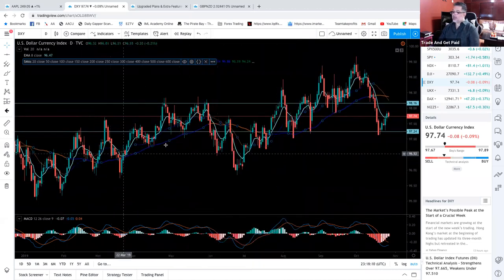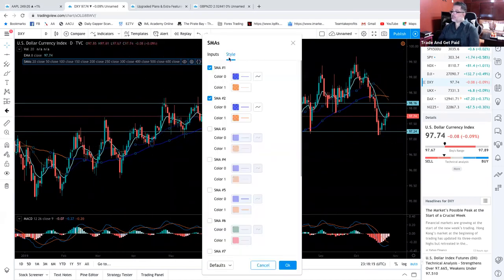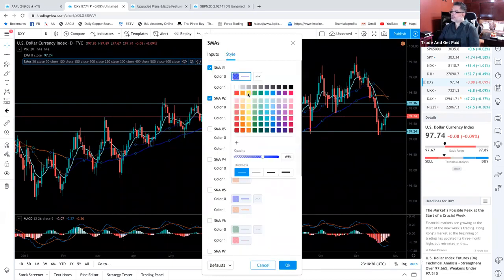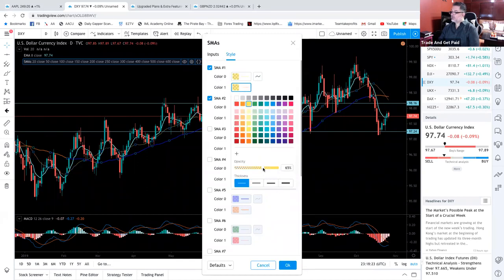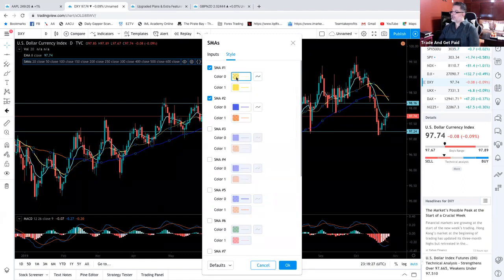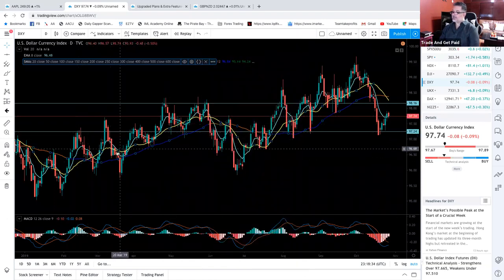Okay, now we have the 20 and the 50. The 20, I like to keep it all the same color. So I make them both the same color. In this case, I'm gonna make it yellow. Yellow, opacity all the way up. Gonna make the line a little thicker. All right, and now the yellow is my 20 moving average.